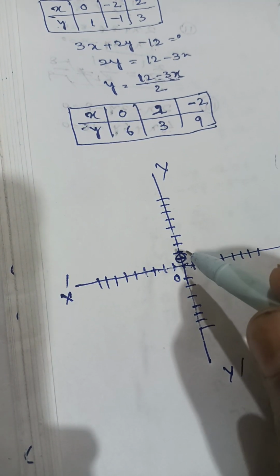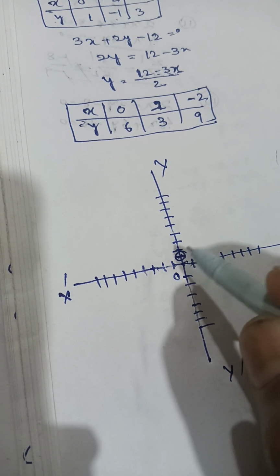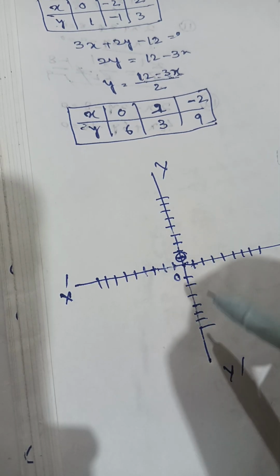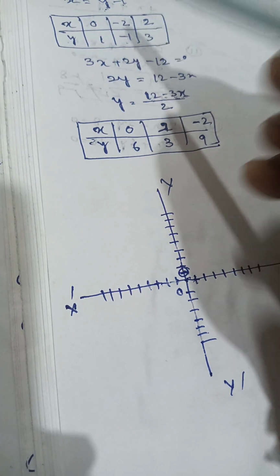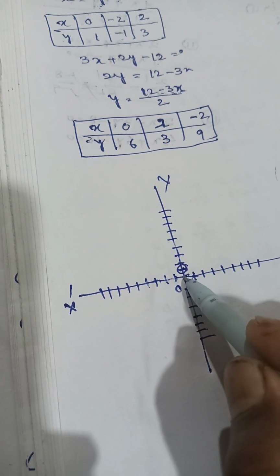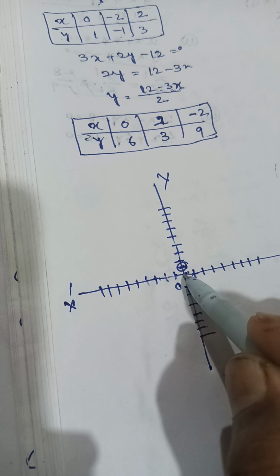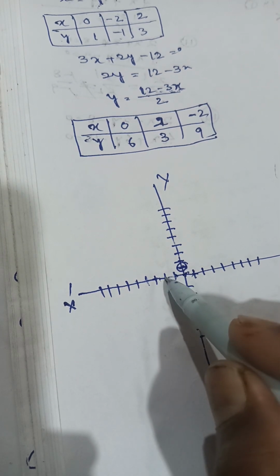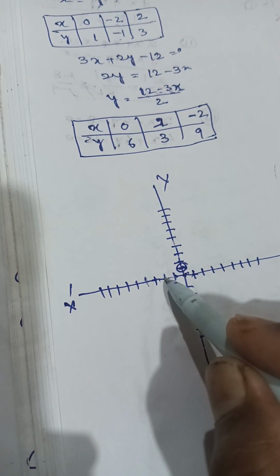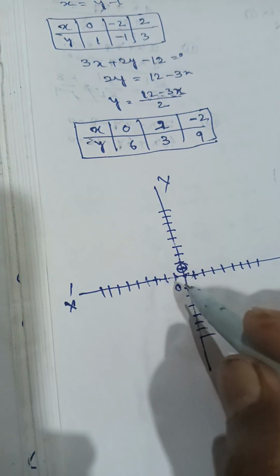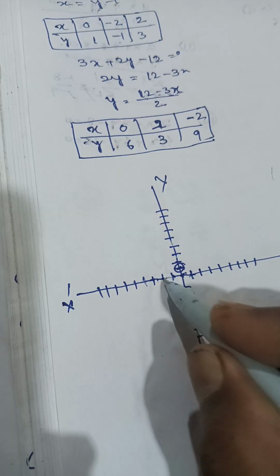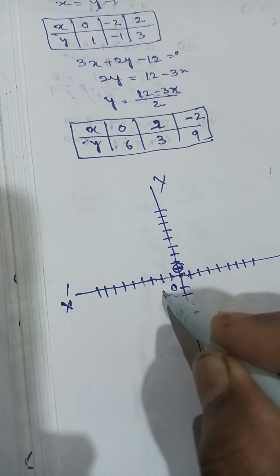I am circling this point because you will not understand, because there will be so many marks here, so it will be clear. Now minus 2, minus 1. Minus 2, again we have to start from origin, and minus 2 is the value of x, so go in the negative side of x. That is minus 2. Then you see the value is minus 1. So in the negative side of y is 1, that is minus 1 will be here.